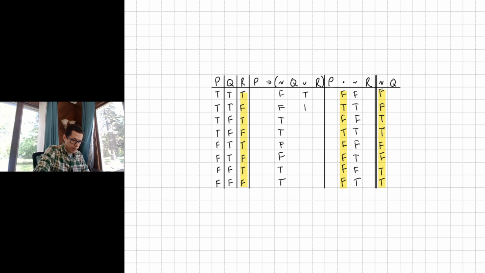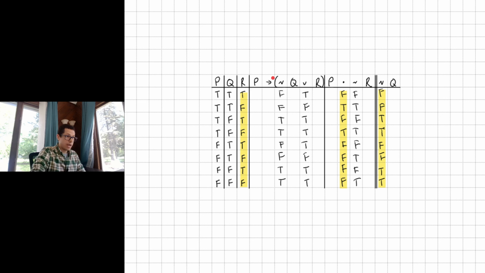False or false, that's going to be false. True or true will be true. True or false will be true. False or true will be true. False or false will be false. True or true will be true. True or false will be true. Okay, and now we have all of the values for the disjunction.